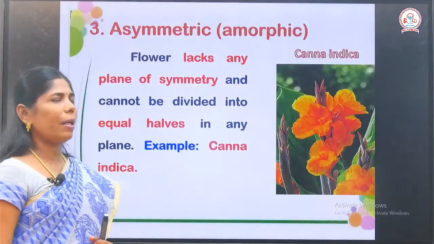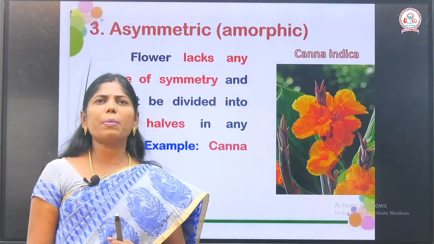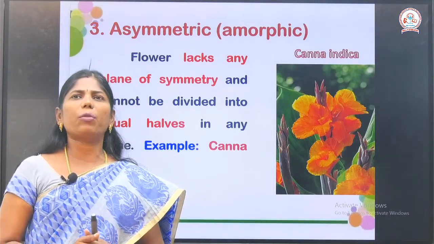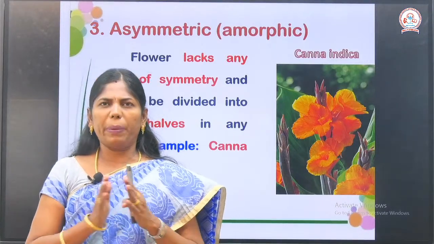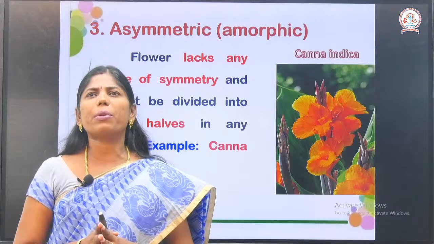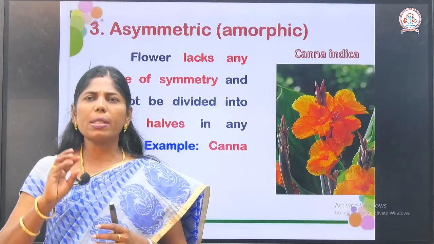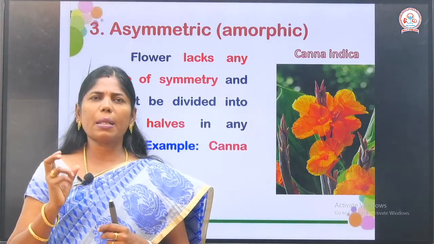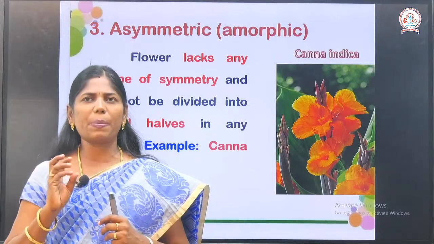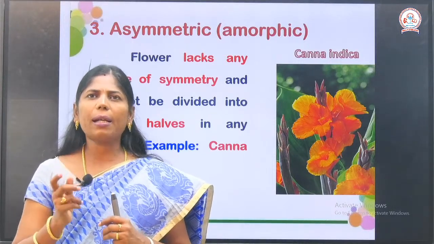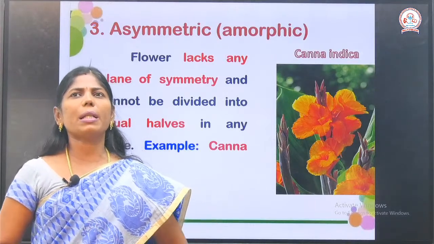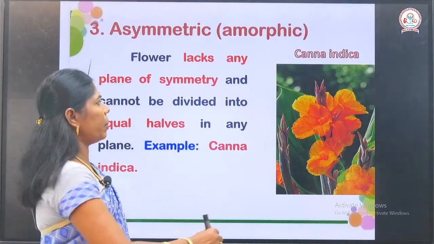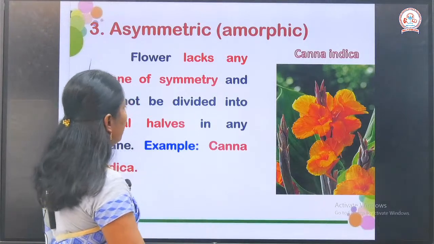And the next one is asymmetric. Asymmetric means we cannot divide it into equal halves through any plane. Whichever side we look at, we cannot divide it equally. So that is asymmetrical, because the arrangement of the petals and sepals is in different conditions. It may be spirally arranged, or it may be cyclically arranged. So that is asymmetric. Example: Canna indica, which we call kalvazhai.